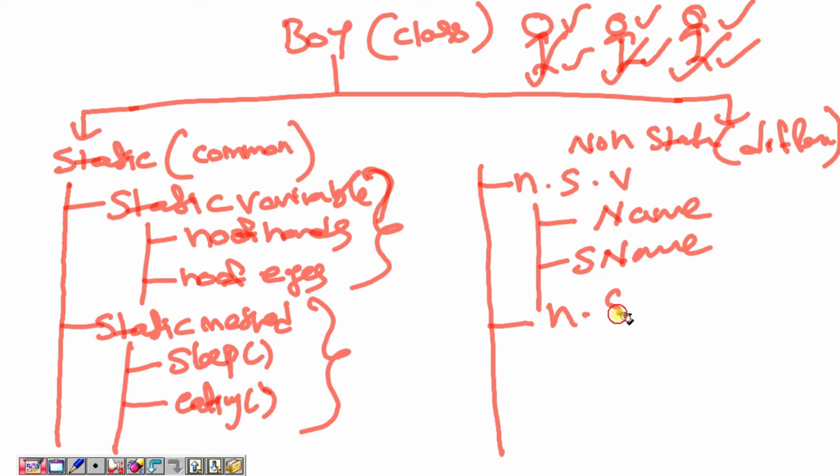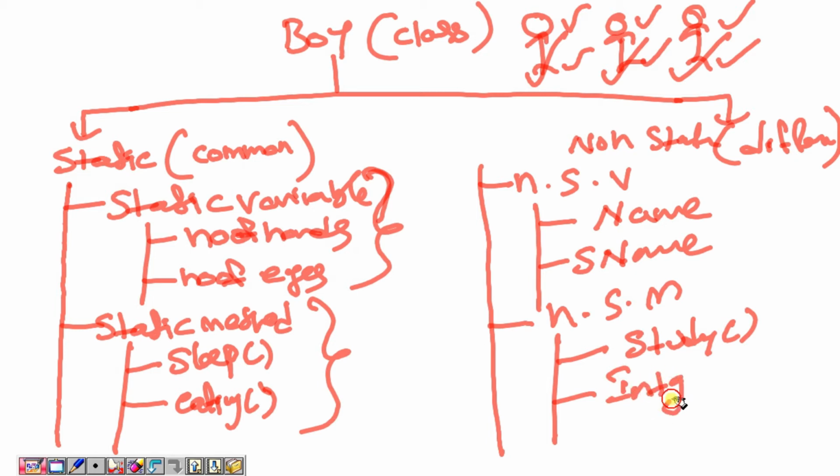In the same manner, we have non-static methods. What is the non-static method here? Object to object, each can do different actions in one class. For example, study is different for each and every object. Interested game is different for each and every object. So we are calling these non-static variables and non-static methods.